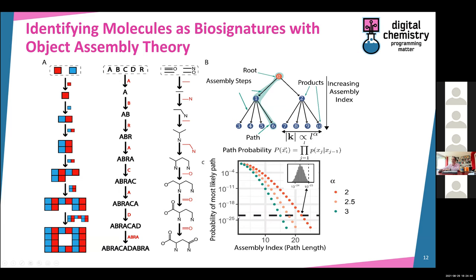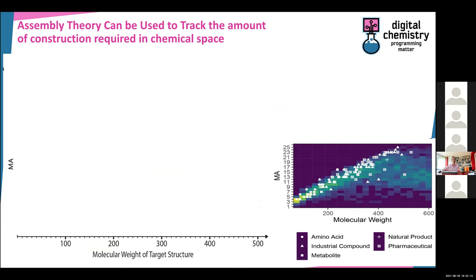So that's 10 to the minus 23. So what does that mean? That means that if you had a mole of molecules, it's 1 in a mole of molecules. So that's really, really vanishingly small probability. So something with assembly number of 15, if you can detect it, then it must be made by biology. That's the bottom line.